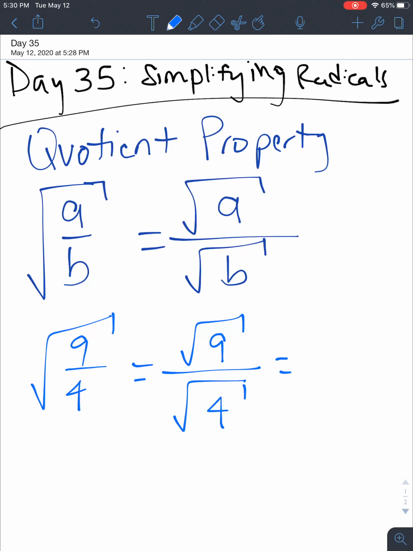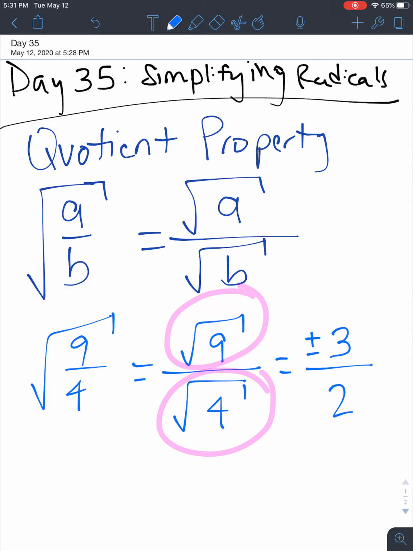All right, so when you're working with the quotient property, you're going to first start by taking your radical, your square root, and splitting it like we did here. So we took our square root of 9/4, and then we split it up into the square root of 9 divided by the square root of 4, okay, and then we simplify each radical individually. So the square root of 9 gives us plus and minus 3, and the square root of 4 gives us plus and minus 2. So our final answer would be plus and minus 3/2.